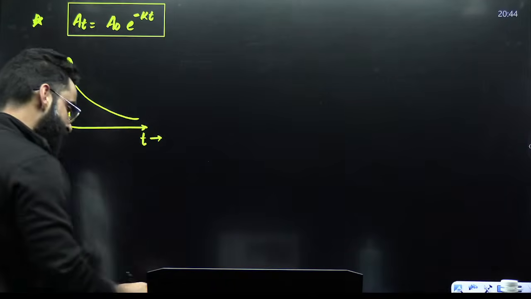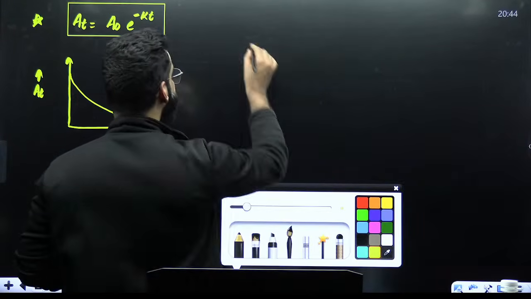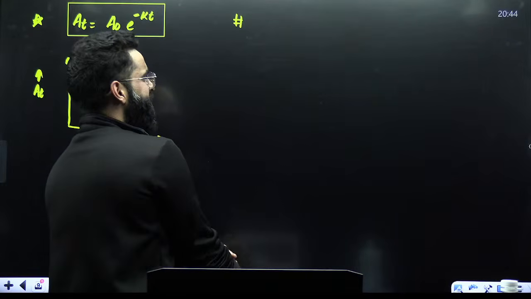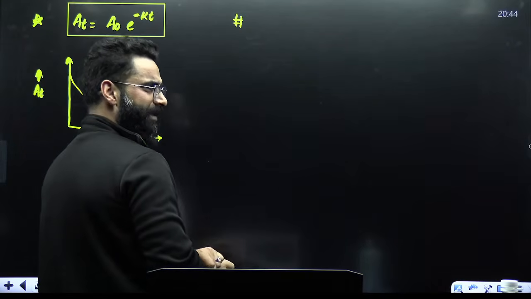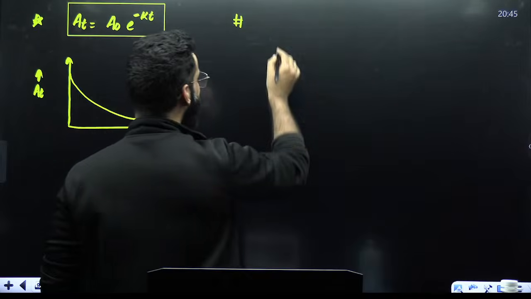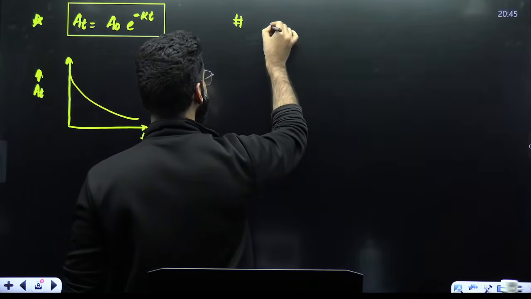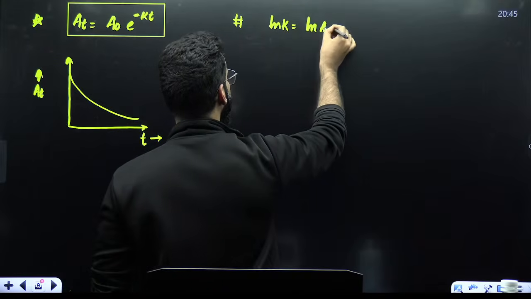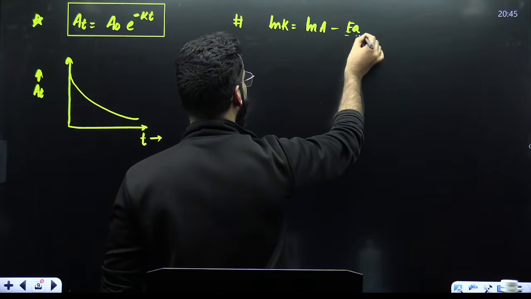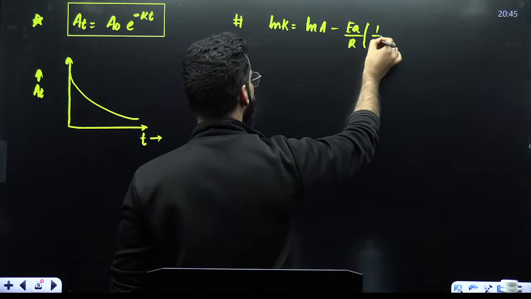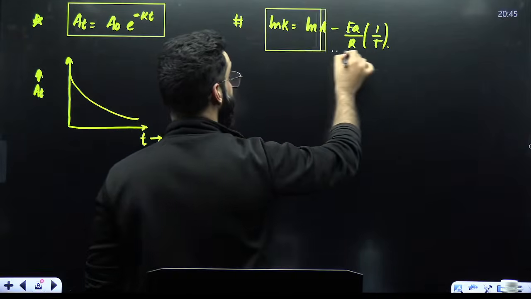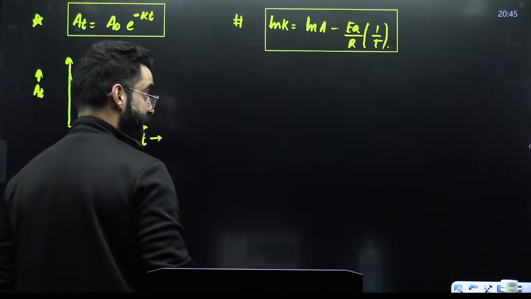Okay. For example, the Arrhenius equation, I believe every one of you would be knowing. I'm writing one of the formats of the Arrhenius equation: ln of k is equal to ln of A minus Ea divided by RT, or Ea divided by R into 1 by T. This is your Arrhenius equation, one of its logarithmic forms.